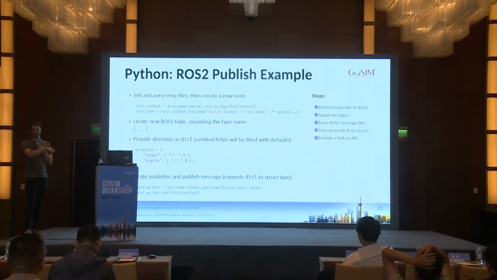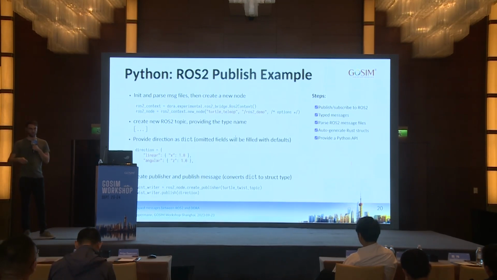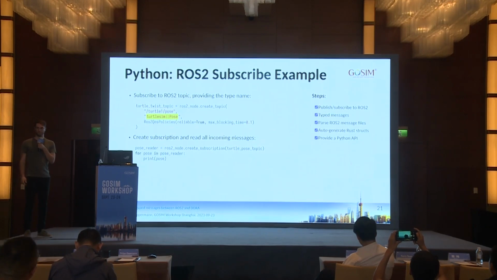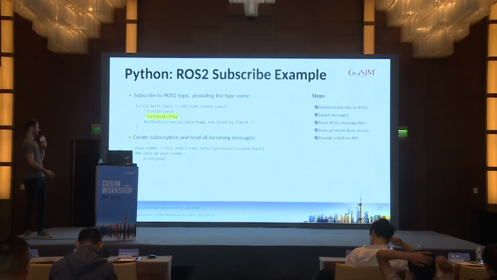Because of that, we can supply the direction as a normal Python dictionary. So we don't need to do any structs or anything specific. We just need to match the field names. And the publisher that we create will then automatically convert it to the right struct type when sending it out. It will also fill in default data for fields that we haven't specified. Subscribing works kind of similar. We just need to specify the type name in the topic creation. Then we can subscribe to this topic and use a normal for loop to receive all the messages. So again, we try to make it as simple to use as possible.